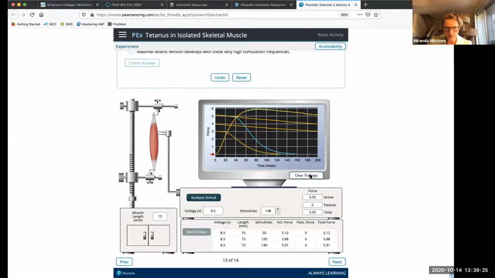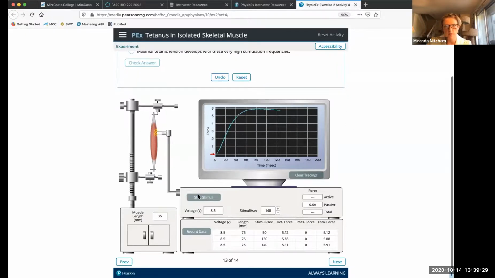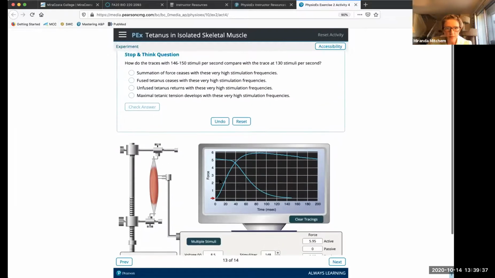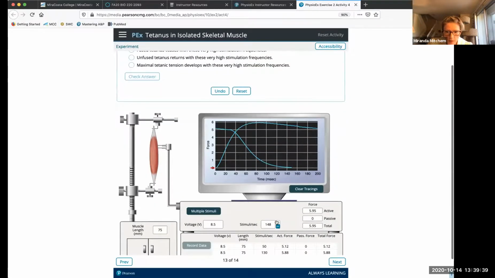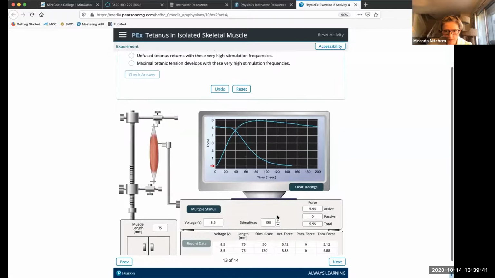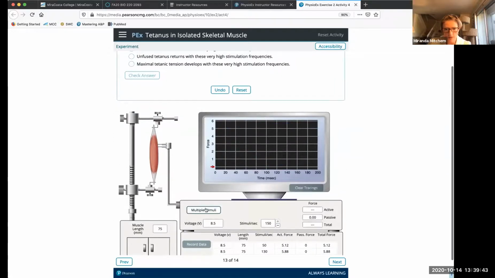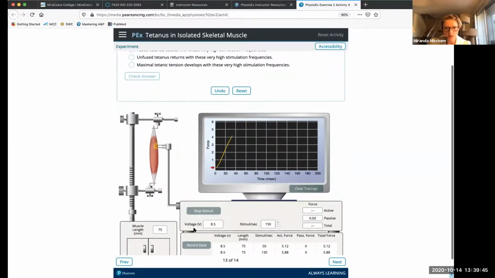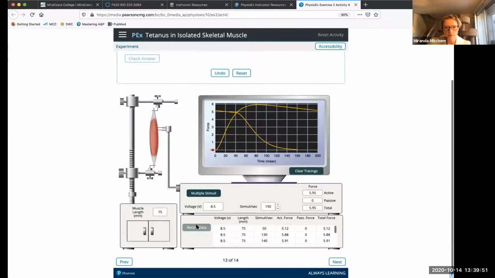Let's clear the tracings, and we're going to do 148. So it's getting very quickly up to the top, and there's no variance now. Fused tetanus. And now we're going to go to 150. Clear tracings. Multiple stimuli. Here we go. Record. So let's look at that data.